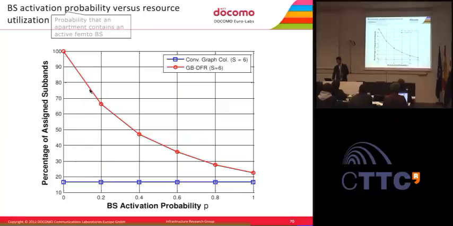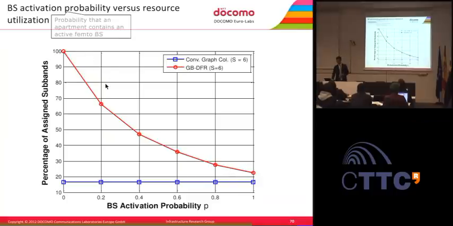But this graph, the red curve, actually shows how dynamic our system is. When you have very low activation probabilities, you can assign almost all the resources to all the HeNBs. But as you increase the activation probability, because the interference graph is getting more and more dense, you have to assign less and less resources.